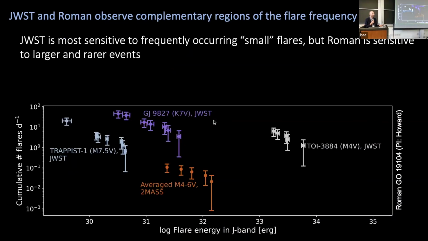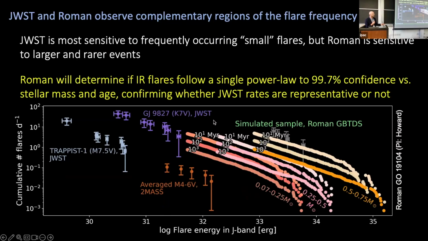This actually enables us to complement what we've learned from JWST. This large gap in parameter space over here is actually nicely filled in by Roman. And so to avoid making the plot overly busy, I've only highlighted M-dwarf and K-dwarf FFDs here, or flare frequency distributions, and I've only highlighted them from about 10 million years up to about 1 billion years, but I could have kept going across FGK and parameter space and many more ages.